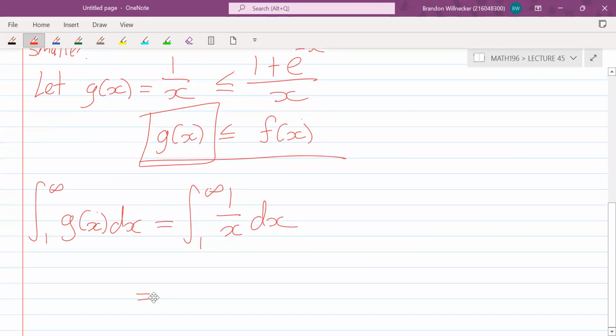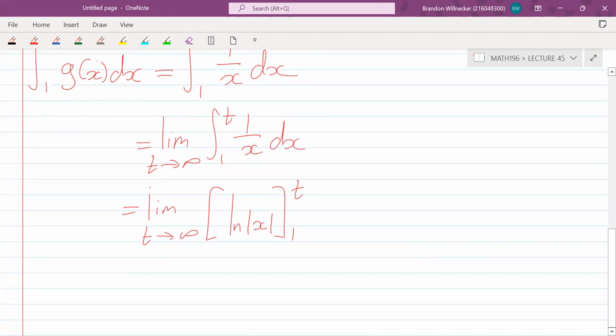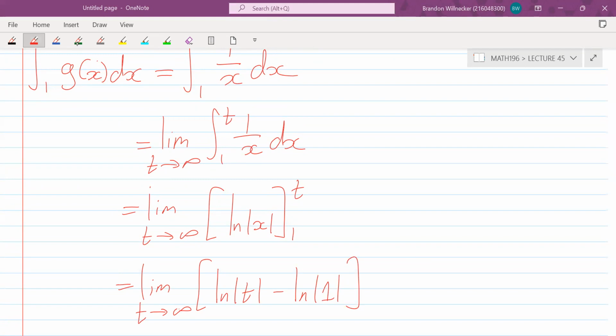Okay, so we need to write this as a limit. So this is going to be the limit as t goes to infinity, integral from 1 to t, 1 over x dx. This is going to be the limit as t goes to infinity, the natural log of x from 1 to t. That will be the limit as t goes to infinity, the natural log of t minus the natural log of 1. But the natural log of 1 is just 0, so that goes away.